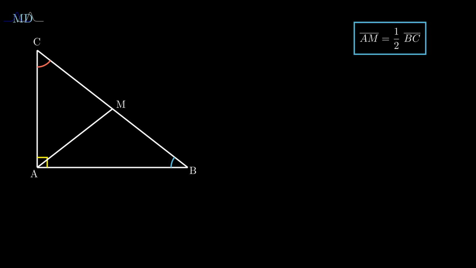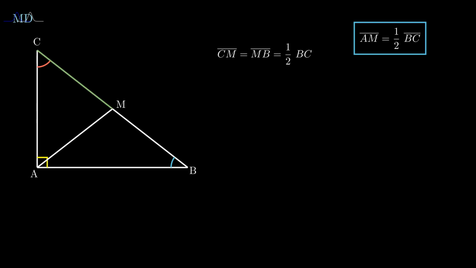In this video we are going to talk about a theorem on the median relative to the hypotenuse. In right triangles, we'll prove that the median relative to the hypotenuse in a right triangle is equal to 1/2 of the length of the hypotenuse itself.